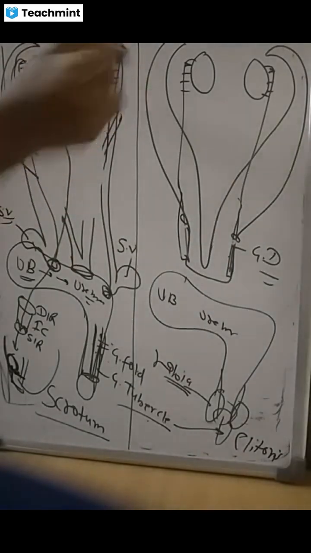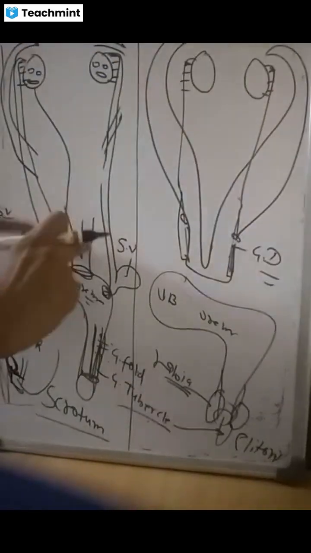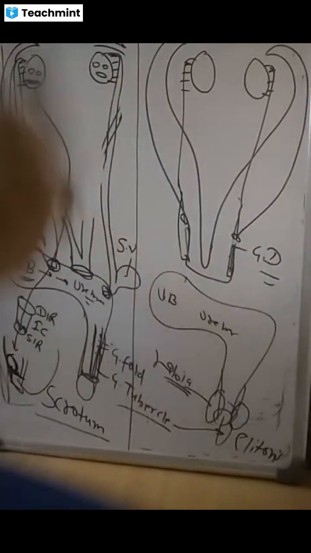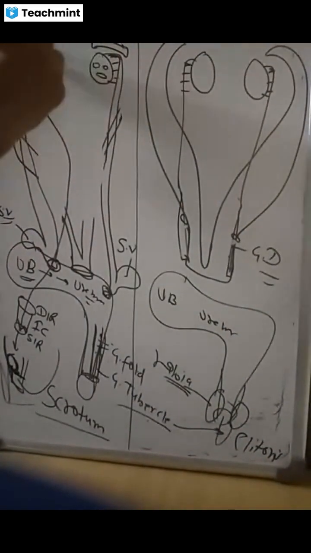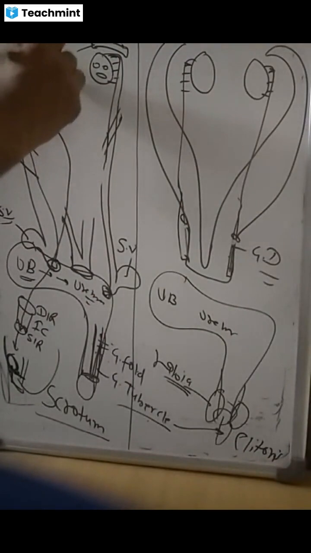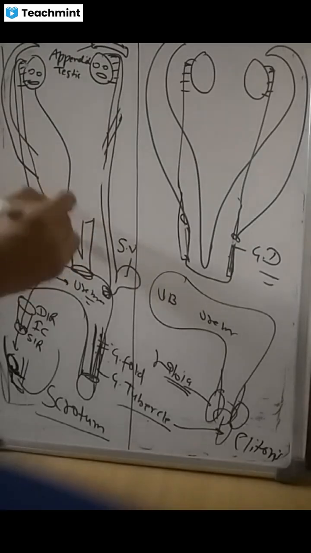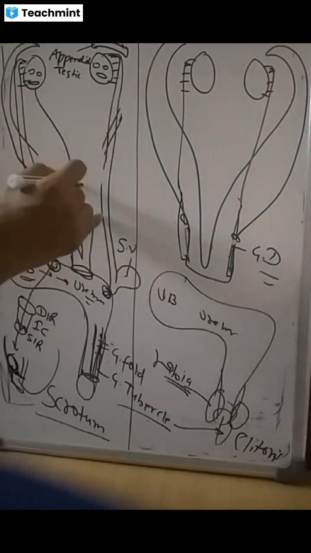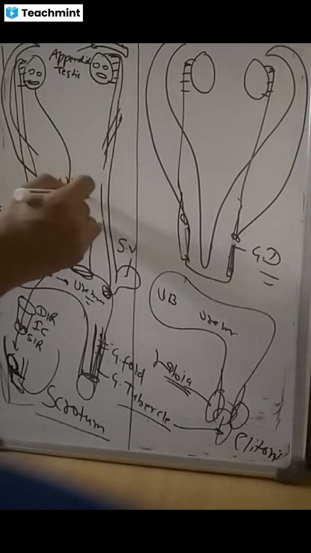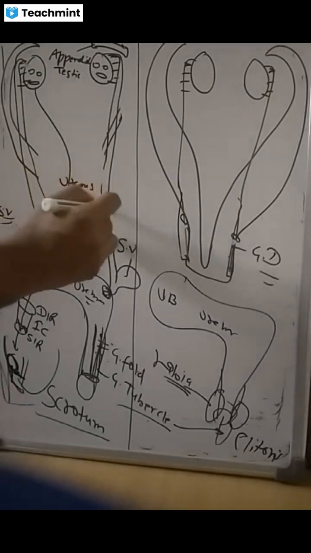So in case of male, the paramesonephric duct cranial remnant is called the appendix testis and this caudal is called the uterus masculinus.